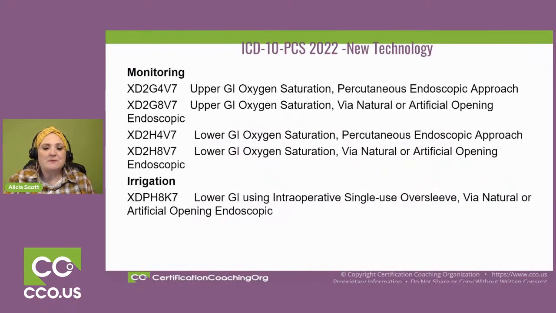Moving on, we can monitor. What do we monitor? Well, there's a lot of things we monitor in the body. And here we're doing the GI, upper GI and lower GI oxygen saturation, and then the different approaches. And then we can also do an irrigation of the lower GI. Again, what are we doing? Lower GI irrigation, right? We're putting fluid up in there somewhere using intraoperative single-use over sleeve via natural artificial opening endoscopic, meaning endoscoping, we're going and we're looking while we're doing it. That's pretty cool, huh?